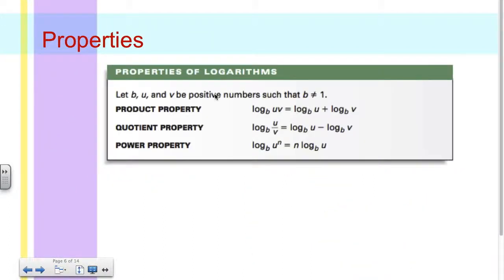All right, so we focused on the product property. Mr. Haynes showed us that the product property does actually work. Now let's prove this idea of a quotient property. In this instance, you're going to have division within the log base b of u over v. Now we're going to break that down into subtraction. So now we're focusing on the quotient property.